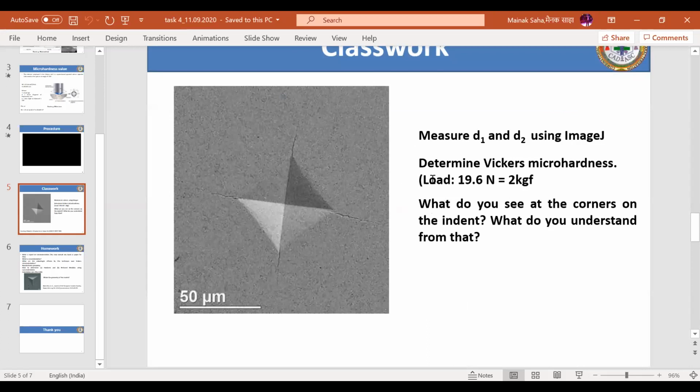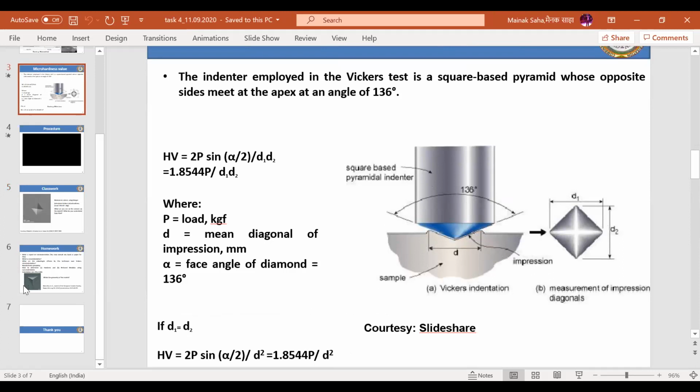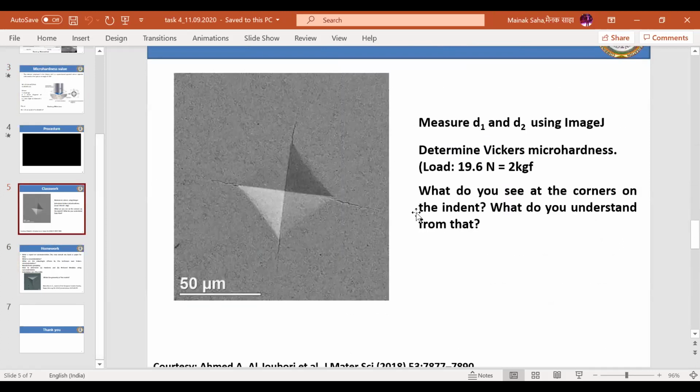This is the load. The load I'm giving you is around 19.6 Newton. You just have to use this image software to measure D1 and D2, and then put them in this first formula, 1.854 P by D1 D2. I think D1 and D2 will be nearly the same, but it is better to always be on the safe side. Instead of using D square, use D1 D2. And then you just find out the Vickers micro hardness.